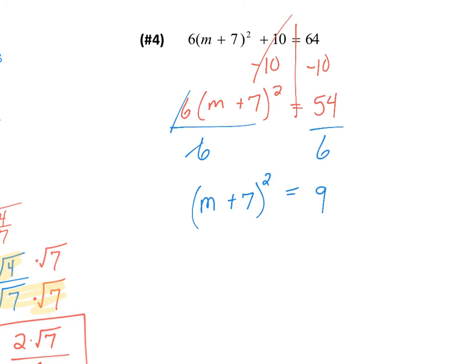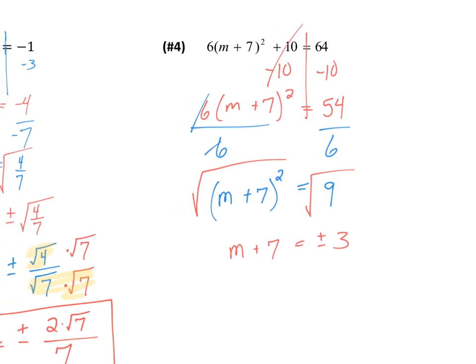Now we've got to cancel out that square. How do you cancel the square? You take the square root. So m plus 7 equals, you see where you took the square root? This is plus or minus, and the square root of 9 is 3. So it's plus or minus 3, because 3 squared is 9, and negative 3 squared is also 9.